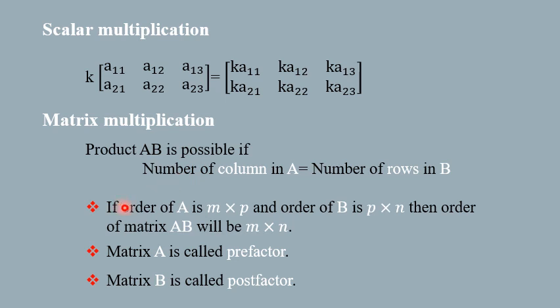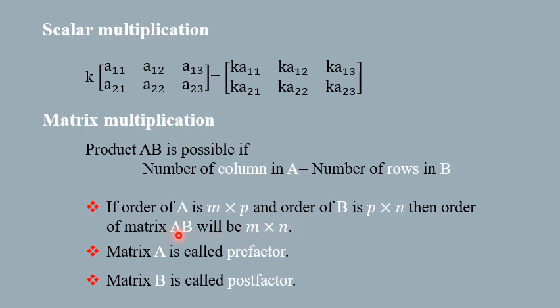Now if the order of matrix A is m by p, that means this matrix A contains m number of rows and p number of columns. And the order of matrix B is p by n, that means number of rows is equal to p and number of columns is equal to n. So in A and B, the number of columns in A is equal to the number of rows in B. That means the product of these two matrices is possible, and the order of matrix AB will be m by n.